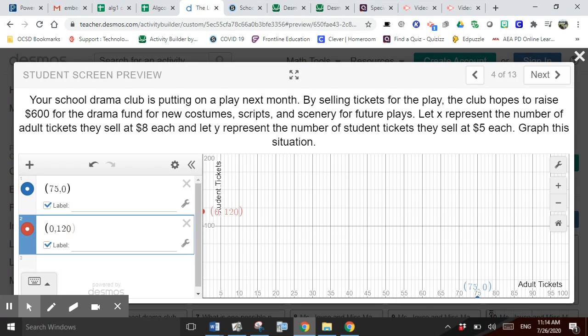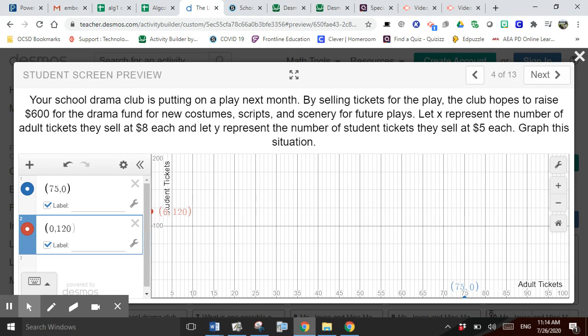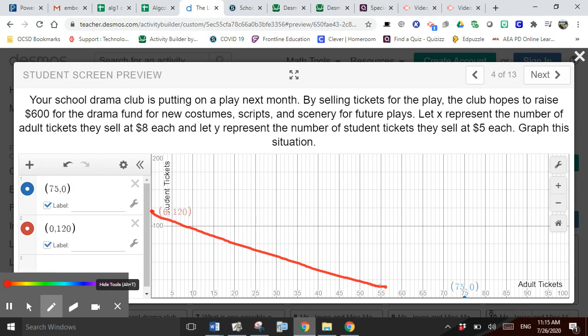All right, now, if I was to draw a line, it would run between those 2 points. It would go from here, whoops, that's not a very good line, to there. So this is definitely going down.